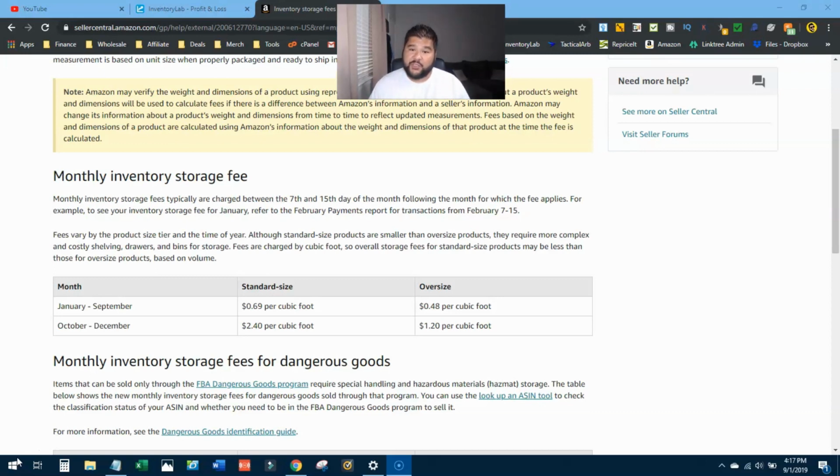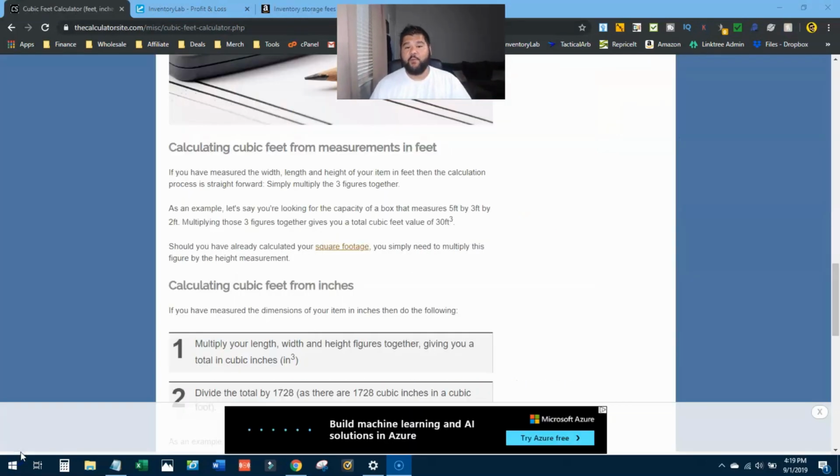Monthly inventory storage fees. This is from January to September. You're being charged 69 cents per cubic foot. What is a cubic foot? Well, guys, if you didn't do very well in algebra, just barely passed in high school, just like me, then you really don't know. But here is the definition: it's just the width, length and height of the item, multiplied together.